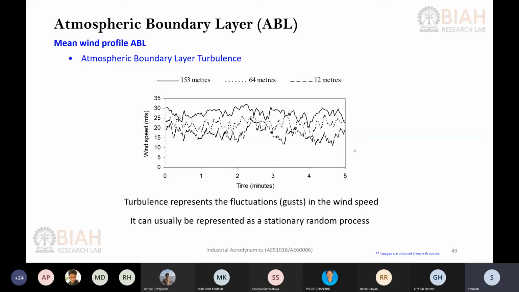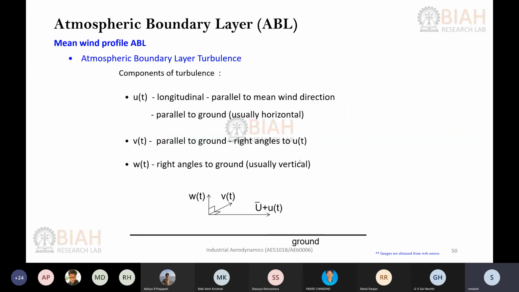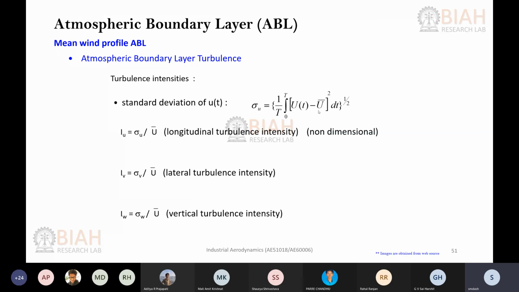Using these fluctuating velocity components, you can find your longitudinal velocity, then your velocity parallel to the ground surface, Vt, and the vertical component. This is your axis system. For each of these components, you can get the turbulent fluctuation using this equation, Ut minus u mean. This equation corresponds to the standard deviation of ut.